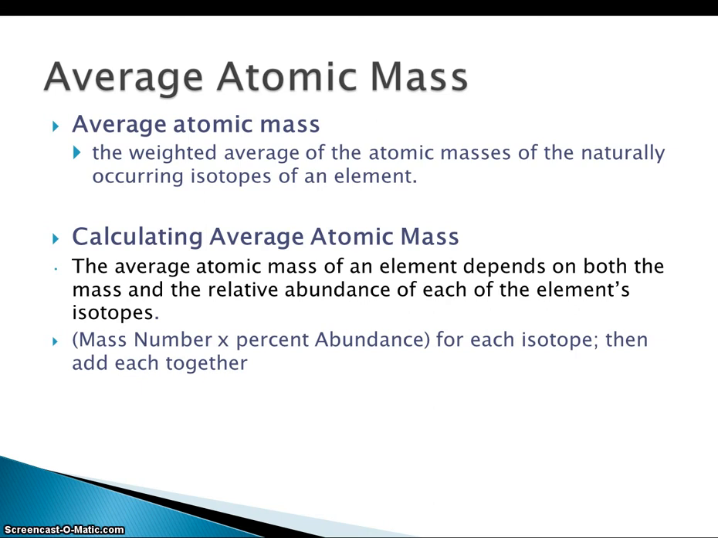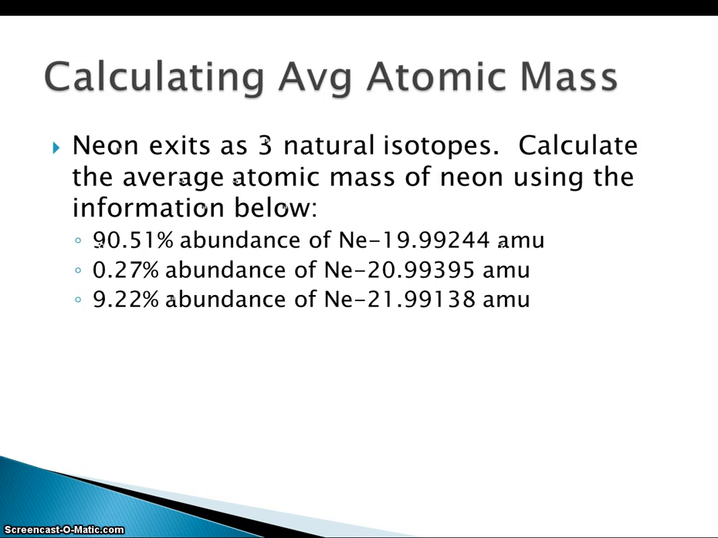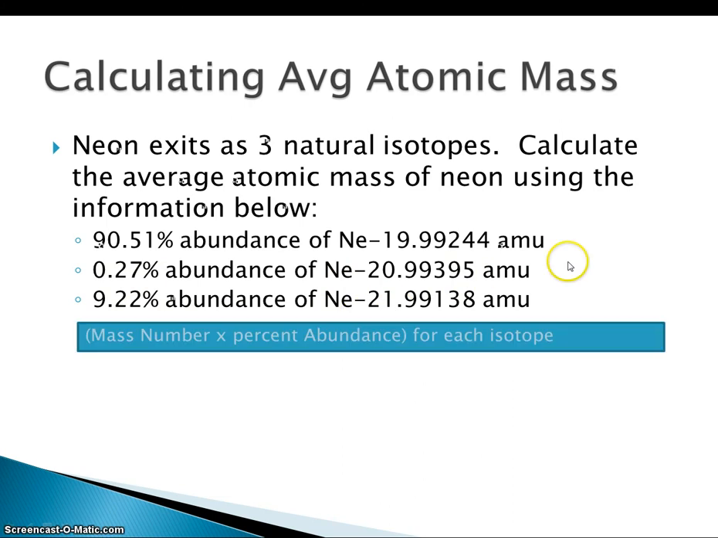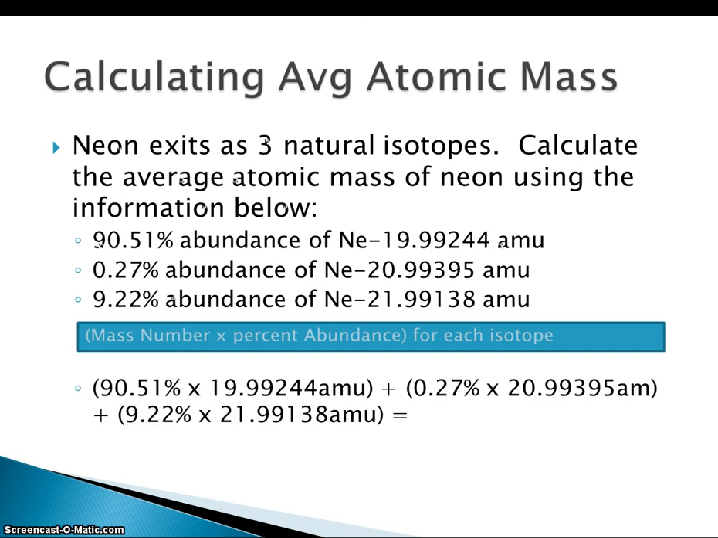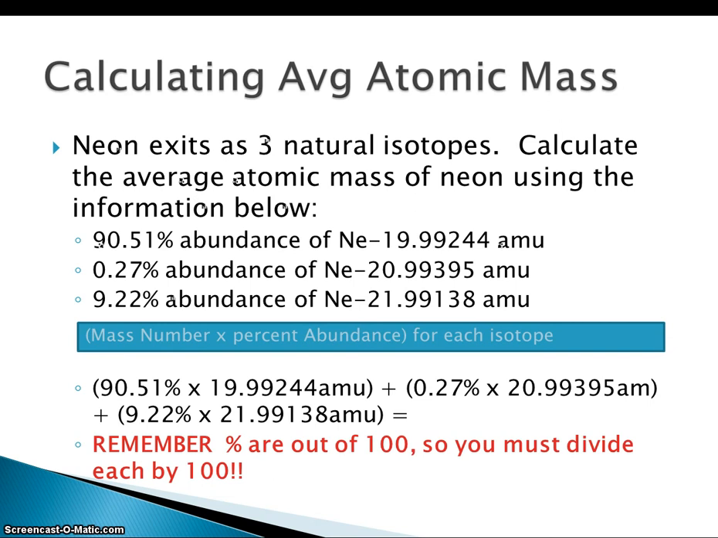It's the same idea. So for example, neon exists as 3 natural isotopes. Calculate the average atomic mass of neon using the information below. So you have the different percent abundances, so 90.51% of this atom of neon, 19.99244. 0.27% of this one, 9.2% abundance of this one. So to solve for it, you take the mass number, so the 21.9913 or the 19.99244, times the percentage for each isotope. So in order to do this, you need to remember that the percents are out of 100, so you must divide each by 100, or you can also just divide your answer by 100.